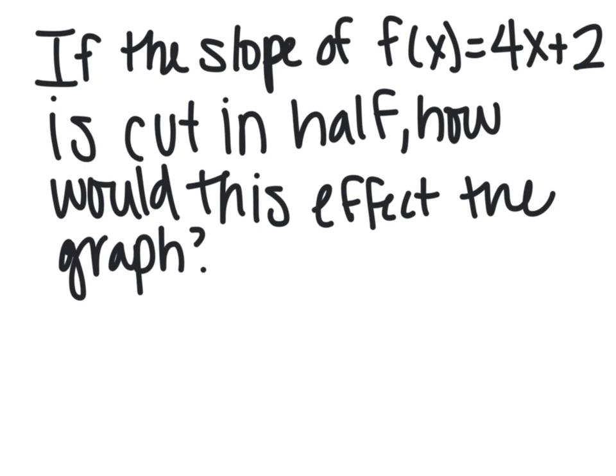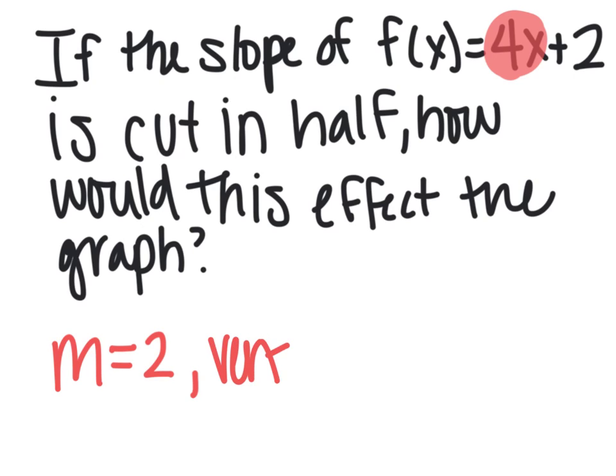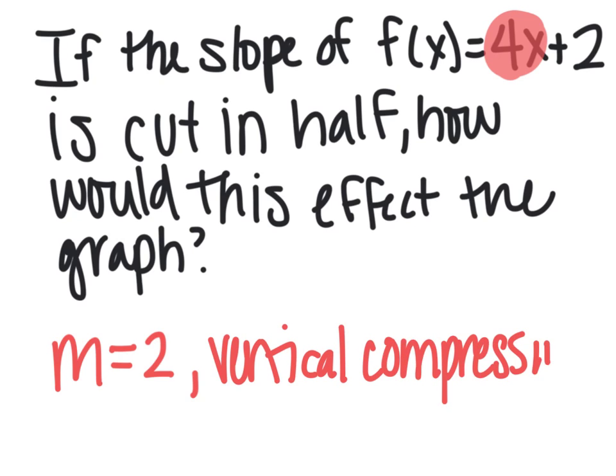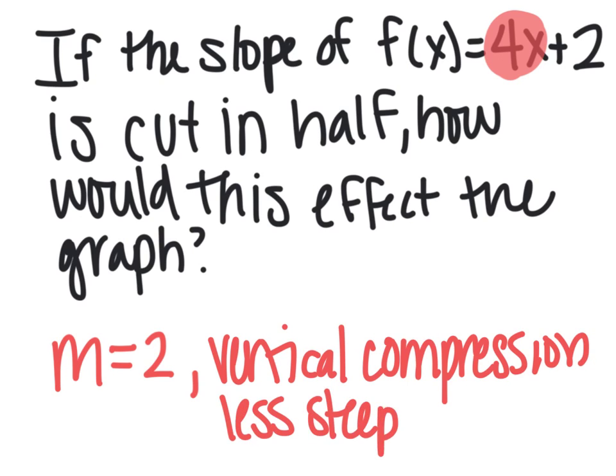The slope of f of x equals 4x plus 2 is cut in half. How would this affect the graph? My slope is currently 4, that's the number in front of the variable. If I cut that in half, then my new slope is going to be 2, because half of 4 is 2. Since my slope went from 4 to 2, it decreased, so my line is going to be a vertical compression, or we would say that it is less steep, because they mean the same thing.